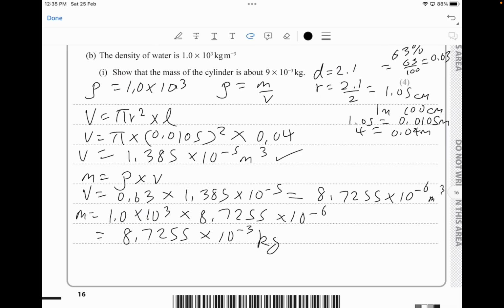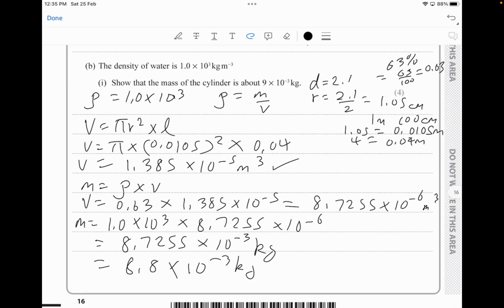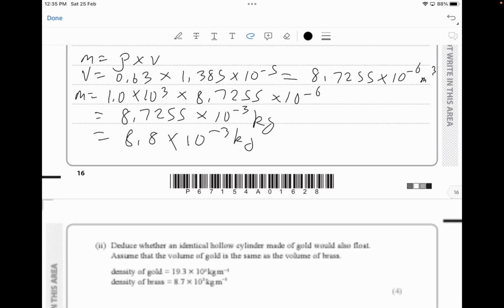So now you can round this off. Because they have rounded some of their values here, you're going to roughly round it up to about 9. So the answer here is showing 8.8 times 10 raised to the power negative 3 kilograms, or you can round it off to about 9. This should be whatever answer you get, you just round it off. You should get approximately 9 times 10 raised to the power negative 3 kilograms. Okay, let's move on to the next question.